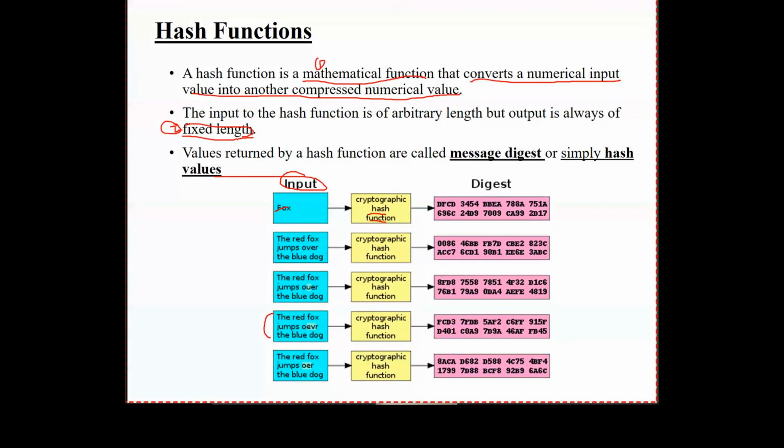Now we call the output of the hash function the message digest, or sometimes the hash value. That's the third thing you need to remember. And as you can see here, there is no key. No key needed.